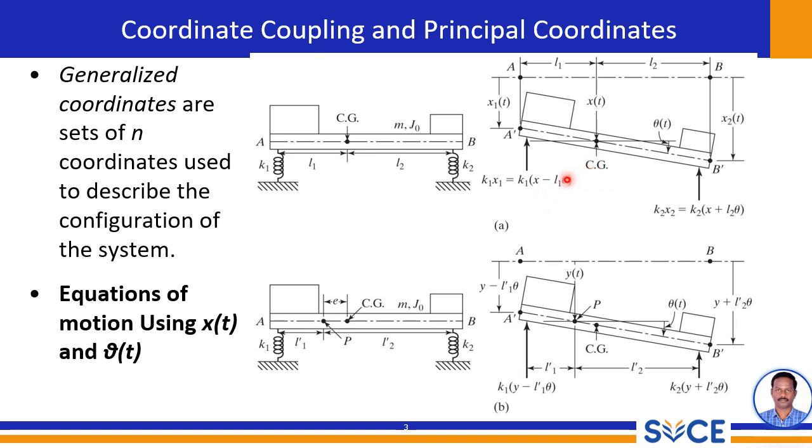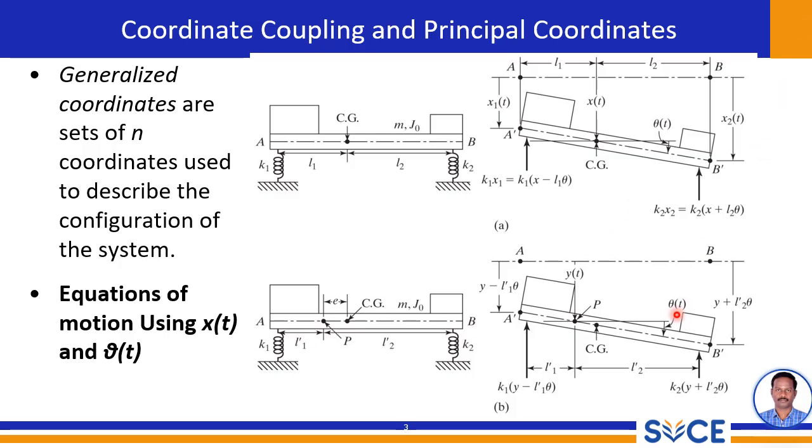This coupling makes the analysis more complex. We need to find a way to decouple these coordinates. That's where the principal coordinates come in. By transforming our coordinates, we can find a new set of coordinates where the equations of motion are uncoupled. This simplifies the analysis and allows us to understand the system's behavior more easily.